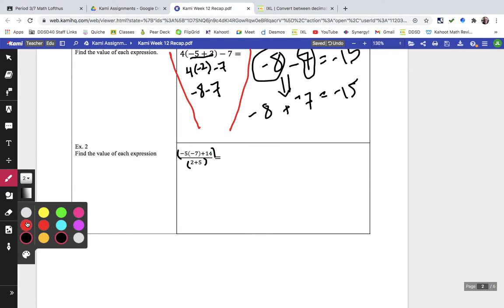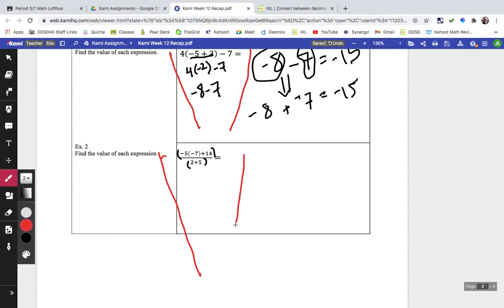And let's get a red pen, because what we want to do is go like this down to one answer. So the first thing we're going to do is negative 5 times negative 7, that's 35. So 35 plus 14, and we'll keep this grouping symbol, which is like parentheses, 2 plus 5. And we'll do 35 plus 14, which is 49, divided by 2 plus 5. And then we'll finally do 2 plus 5, and rewrite that as 49 divided by 7, which is equal to 7.